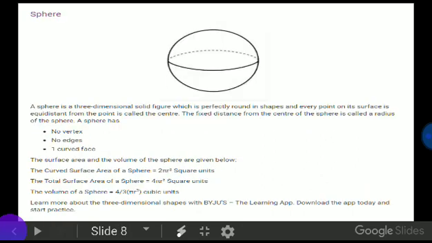Now a sphere. A sphere can be easily compared with a football. It is a 3-dimensional solid which is perfectly round in shape and every point on its surface is equidistant from its center point. It has no vertex, no edge and 1 curved face. The volume of a sphere is 4/3 pi r cube cubic units.